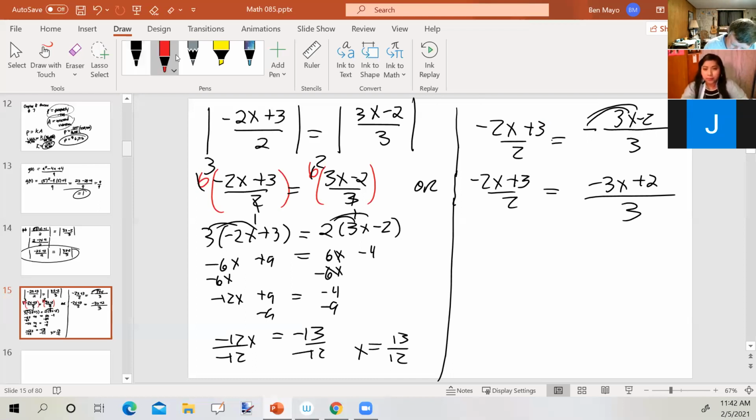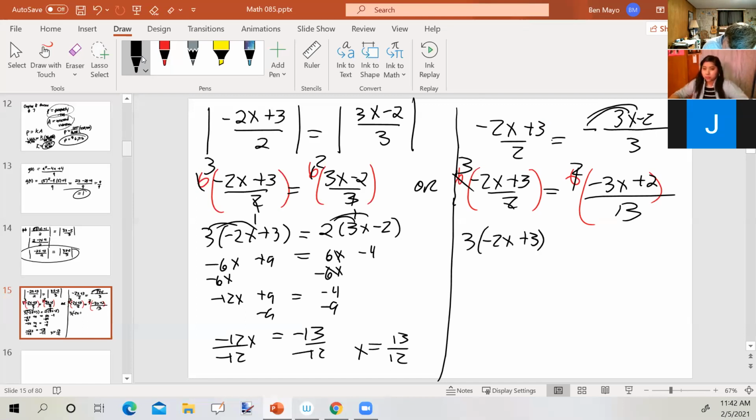Now we're on board. So now we're going to multiply by 6. 6 over 2 is 3. 6 over 3 is 2. So I've got 3 times negative 2x plus 3 equals 2 times negative 3x plus 2. All right.